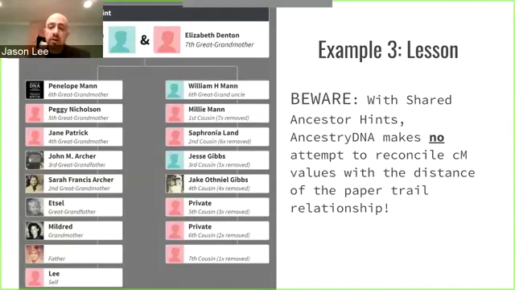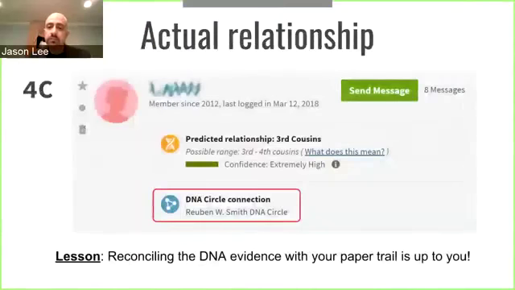So just beware that with shared ancestor hints, Ancestry DNA makes no attempt to reconcile the centimorgan values with the distance of the paper trail relationship. There's really no attempt to make all of that fit together. And there's no warning that says, hey, this is a seventh cousin once removed relationship, and yet you share too much DNA, so you need to dig deeper. There's really no warning there. You have to think about it yourself.